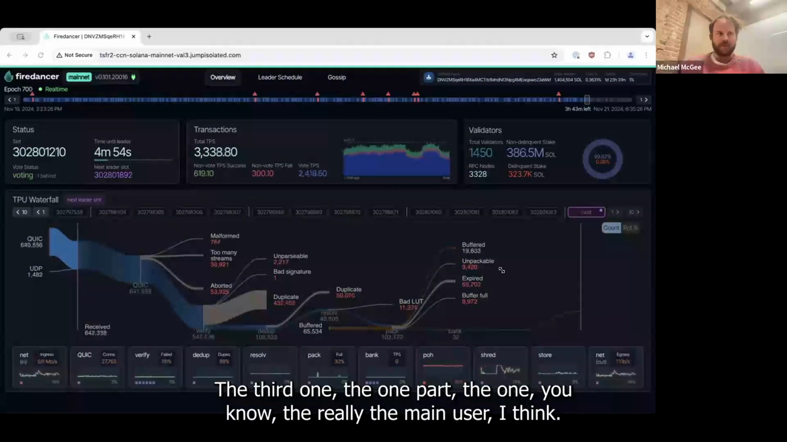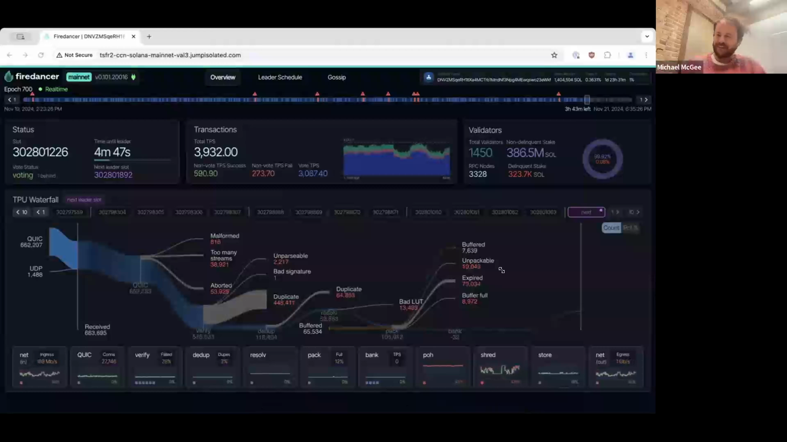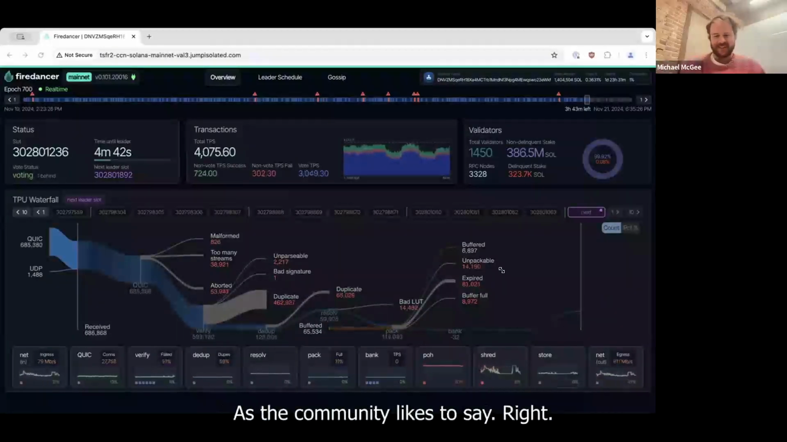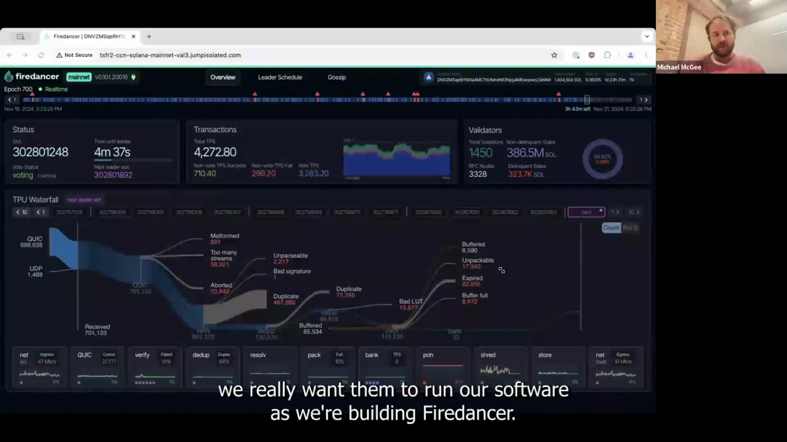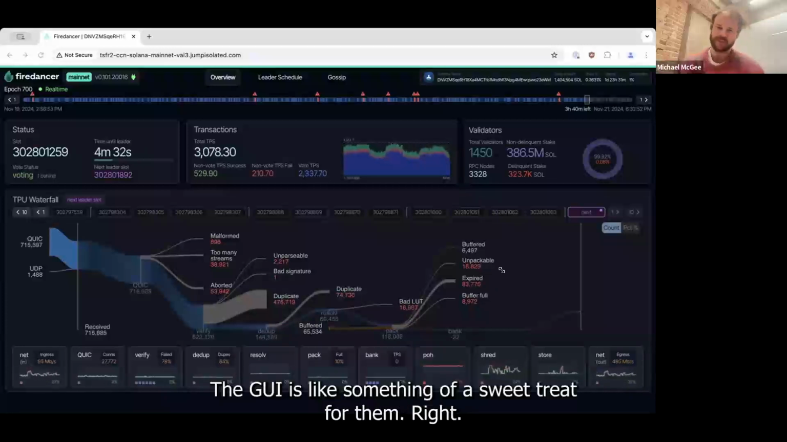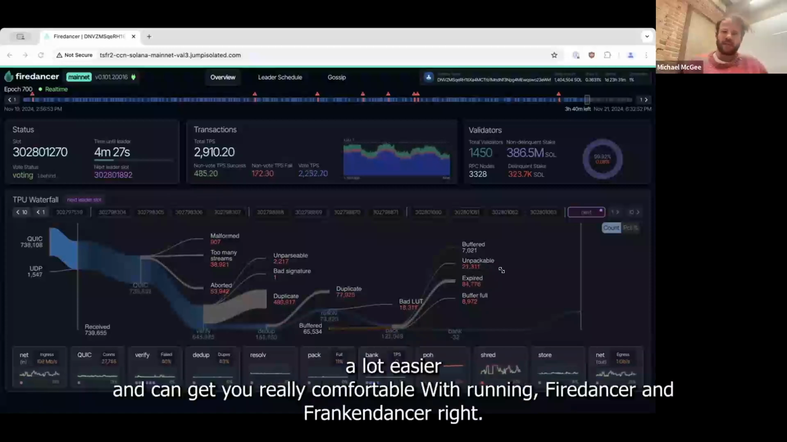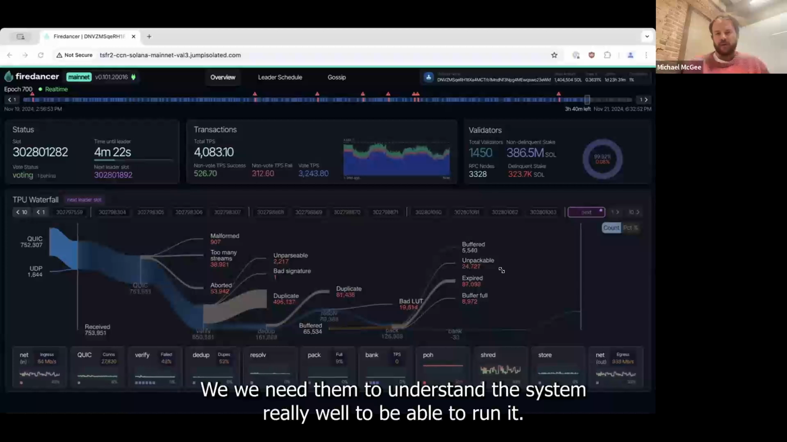The third one, though, and probably the main user, I think, here is the validator operators themselves. Validator operators are kind of a little bit forgotten about, and sometimes they chew a lot of glass, as the community likes to say, right? It's a very tough job to be a validator. And so, when we have them, we really want them to run our software as we're building Firedancer. The GUI is something of a sweet treat for them, right? It's a little bit of dessert. It's like, here's something that hopefully makes your life a lot easier and can get you really comfortable with running Firedancer. We need them to understand the system really well to be able to run it.